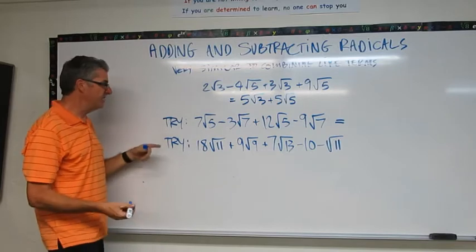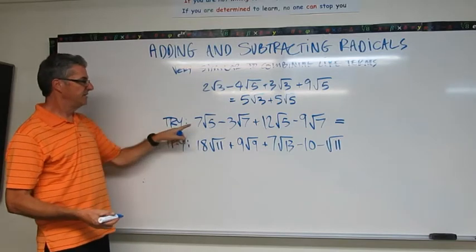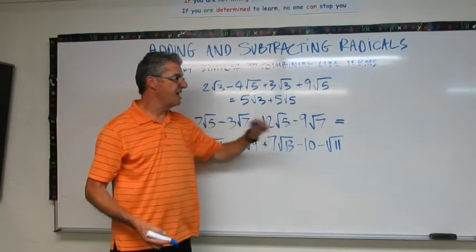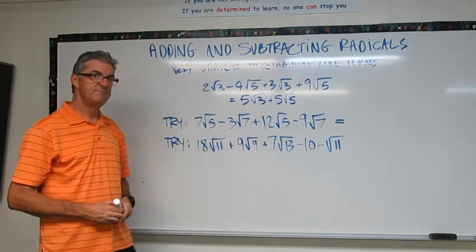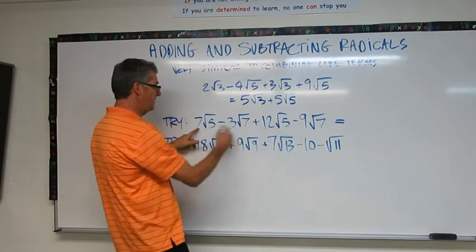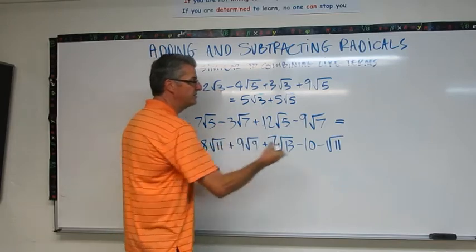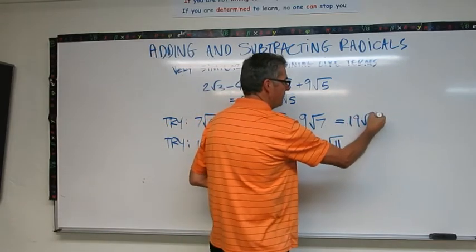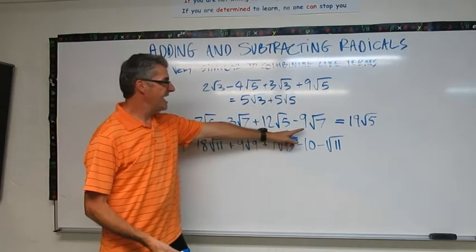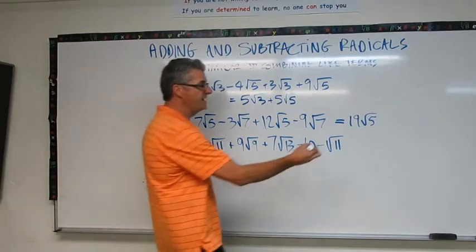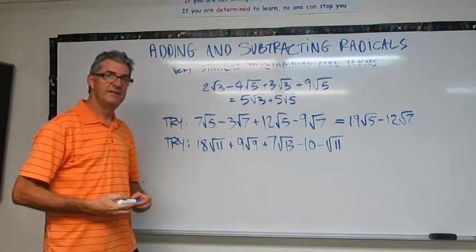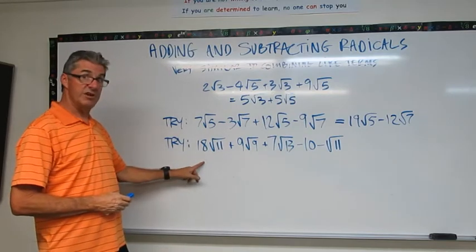If you'd like to pause the video, you could try this next one. 7 root 5 minus 3 root 7 plus 12 root 5 minus 9 root 7. Give it a shot. Okay, let's see how you did. My like terms are my root 5's. I have 7 of them and 12 more, so that's 19 root 5. And then I have a negative 3 root 7's and a negative 9 root 7's, so that's minus 12 root 7.